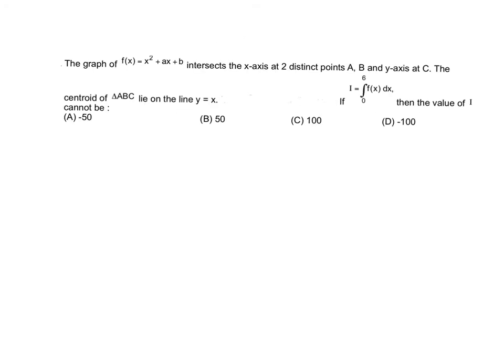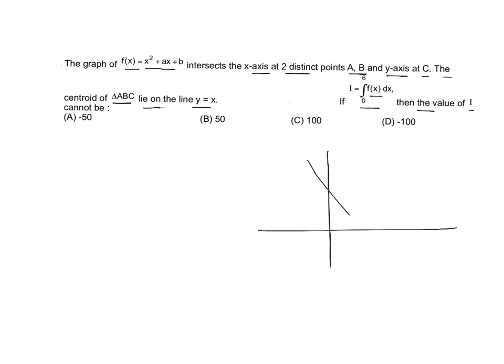Next problem: the graph of f(x) = x square plus ax plus b intersects the x-axis at two distinct points A and B and the y-axis at C, such that the centroid of triangle ABC lies on the line y equals x. If I equals the integral from 0 to 6 of f(x) dx, then the values of I cannot be. So this is the y-axis, this is the x-axis, and this is your curve. This point is A, this point is B, and this is C.